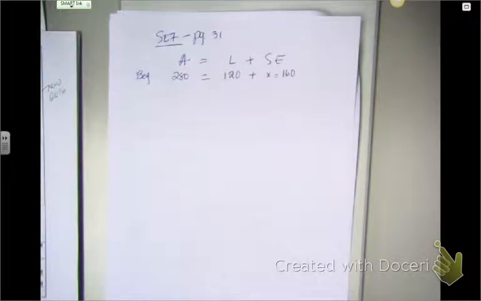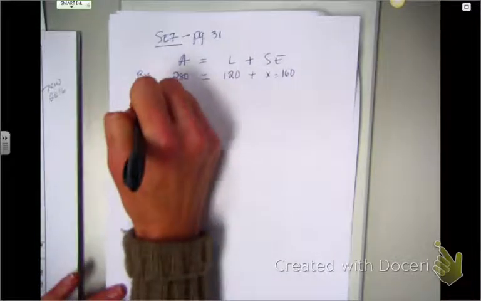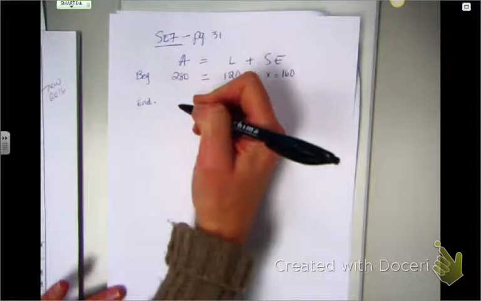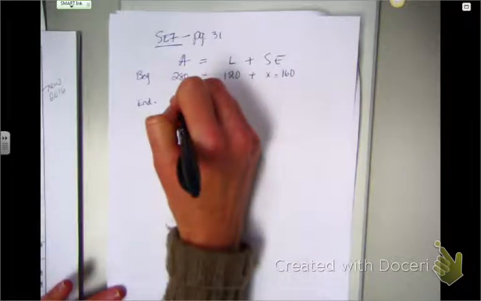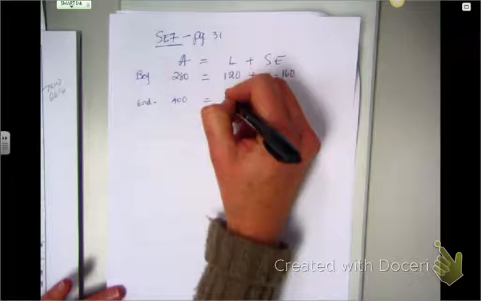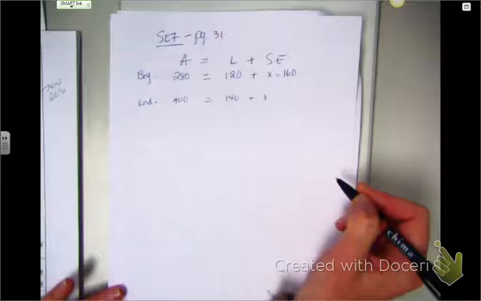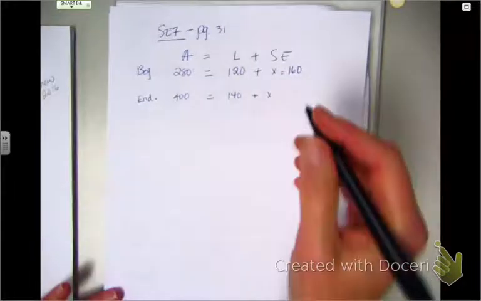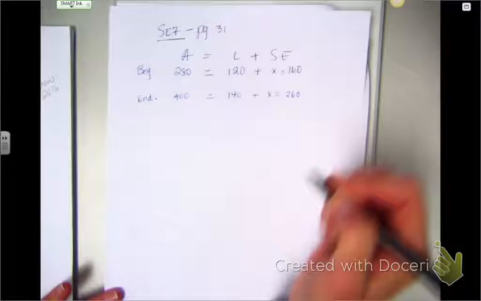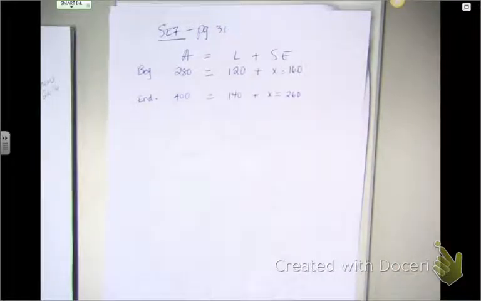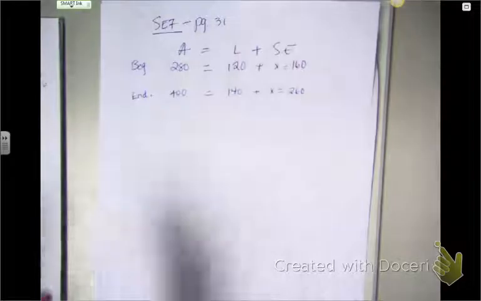Second part here, it says, at the beginning of the year, blah, blah, blah, and assets of 400,000 and liabilities of 140 at the end of the year. So if we look at the end of the year, we see that assets were 400,000, and how much were liabilities? 140. Okay. So again, we're solving for stockholders' equity. How much is our stockholders' equity then? 260.